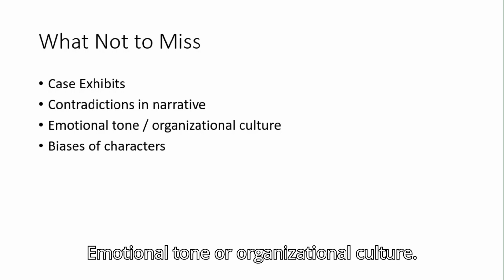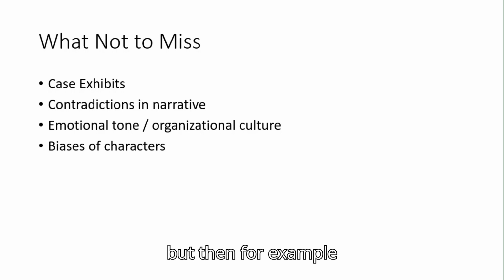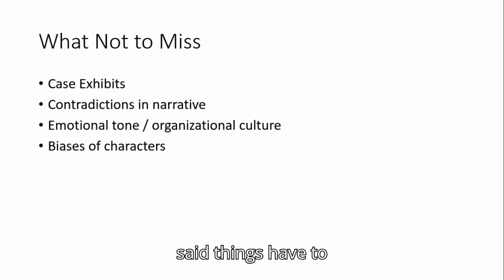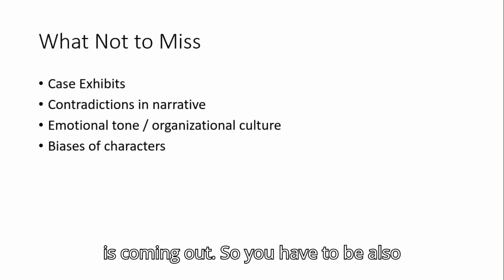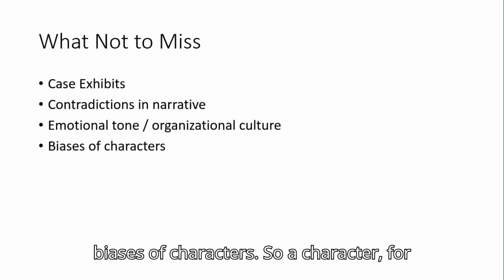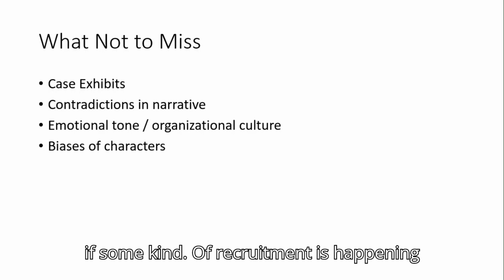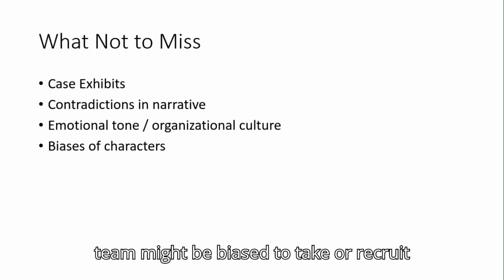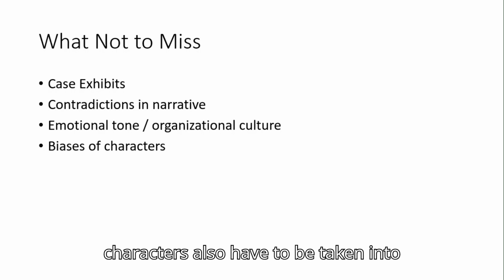Emotional tone or organizational culture. There could be a plain sentence, but then, for example, the person took a sigh of relief and said, things have to be improved yet. The person has taken a sigh of relief, so that's emotion coming out. You have to be mindful of emotions. Then, biases of characters. A leader might be biased if some kind of recruitment is happening; in case he says something, the team might be biased to recruit that kind of person. So biases of characters also have to be taken into account.